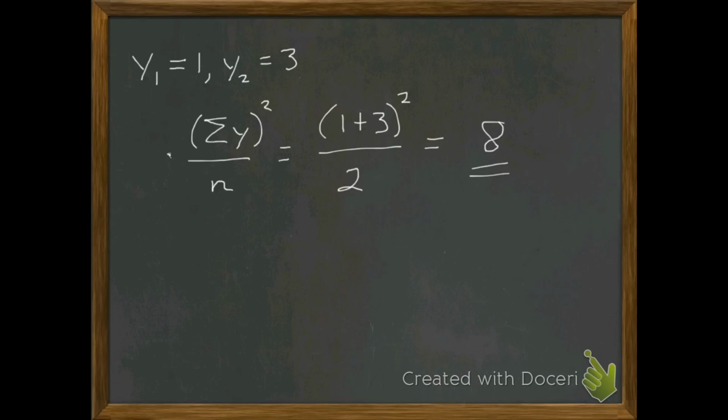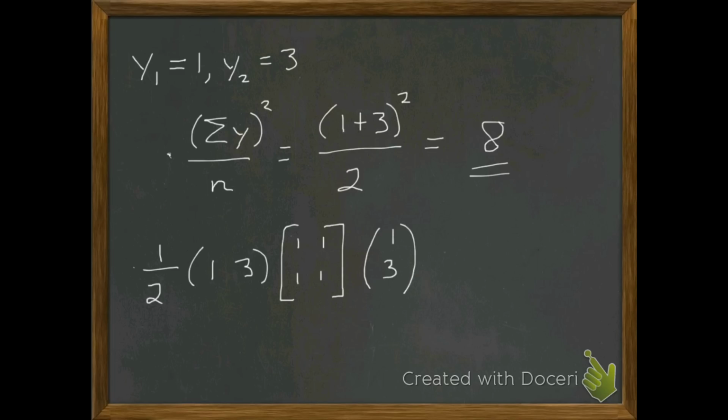Now, examining the matrix method, we're going to have 1 over 2 times y transpose. Remember, guys, the response vector is a column vector, so the transpose is going to be a row, times the J matrix. We have two y's, so we're going to have a 2 by 2, and times our original response vector, which is 1, 3. Now, I'm going to have to go to another page to do this, but let's not worry about the 1/2 right now. Let's just examine what happens when we multiply the vector 1, 3 times the J matrix.